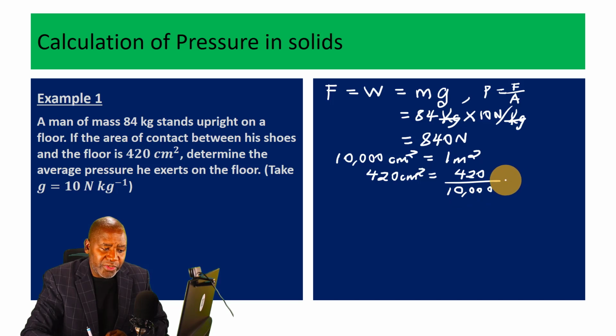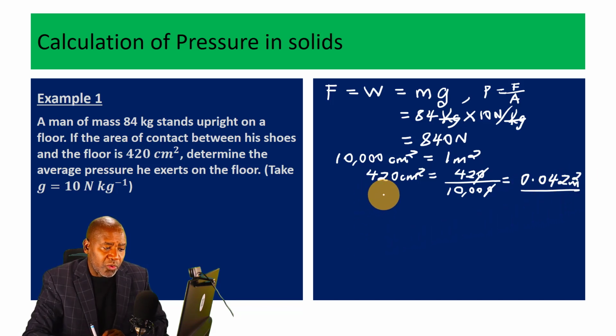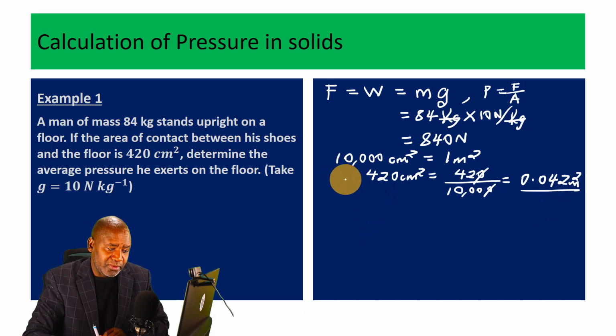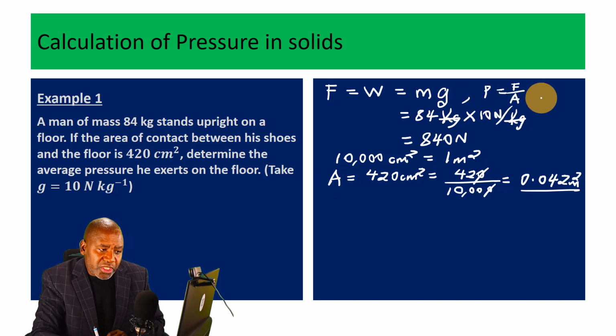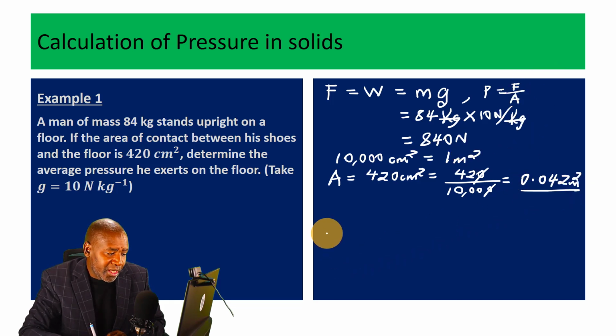10,000. And you're going to get this area to be in meters squared. So this one will give us 0.042 meters squared. Now we are in a position. So the area, this is the area. Remember, now we want to use this equation. We've already got the force, which is 840 newtons. We have the area, which is this much meters squared. We can now straight away go to the calculation of pressure, which is force over area.